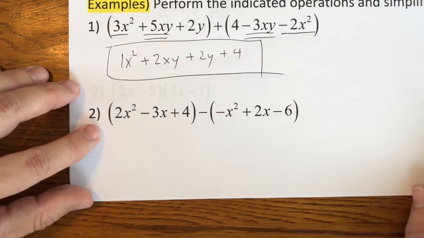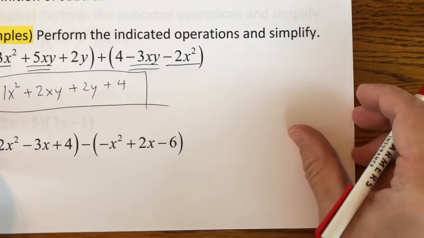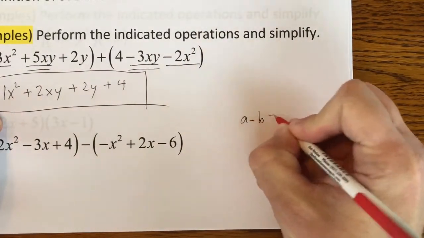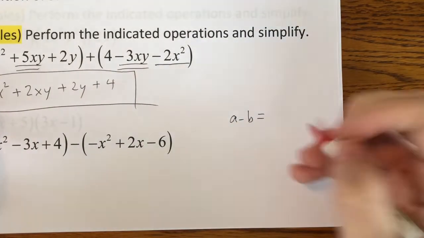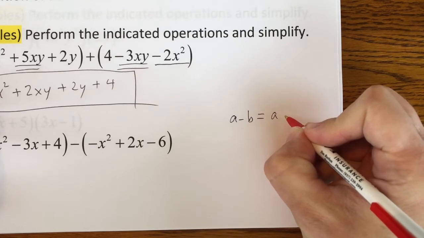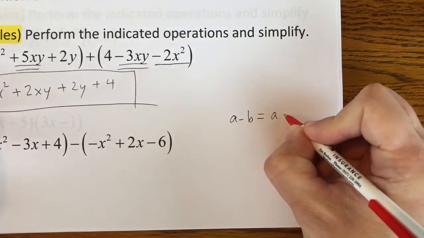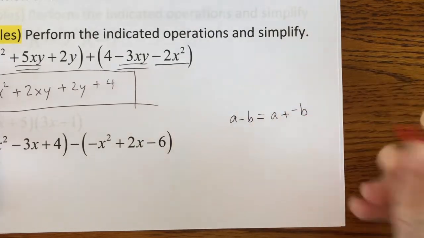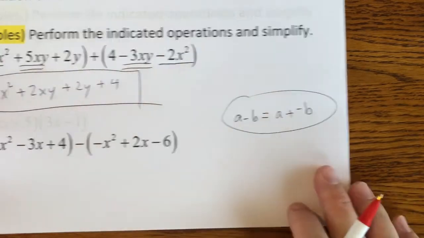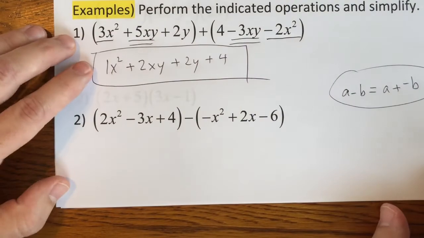All right, number 2. Definition of subtraction is going to be used here. And so what does that mean? Well, let's go over here real quick. Definition of subtraction would be if you have a minus b, that is exactly the same as a, add the opposite. Add the opposite. Definition of subtraction: a minus b equals a plus the opposite of b. So we're going to use this definition to help us simplify this expression.